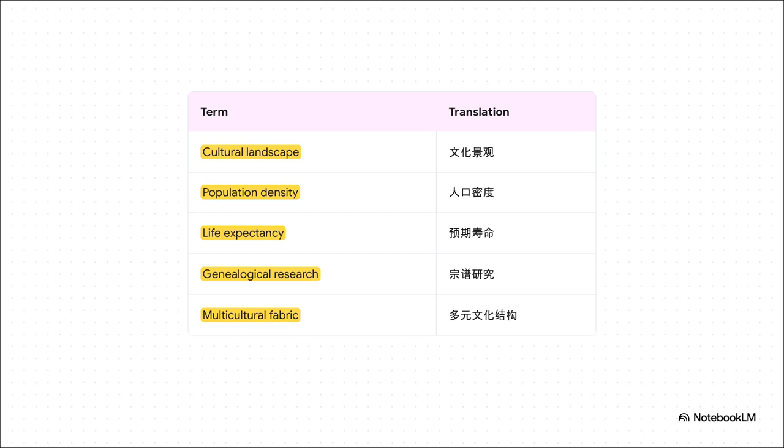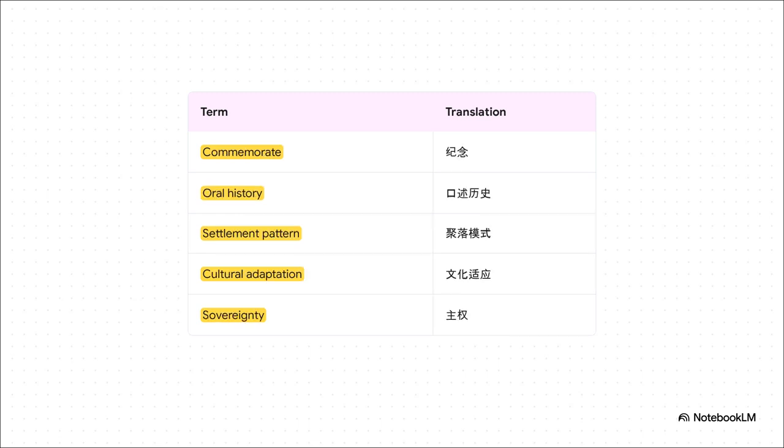Next up, genealogical research, 宗谱研究. This one actually pops up a lot in listening passages about people tracing their family origins. And multicultural fabric, 多元文化结构. Just a beautiful way to describe the vibrant diversity of places like Toronto or Vancouver.